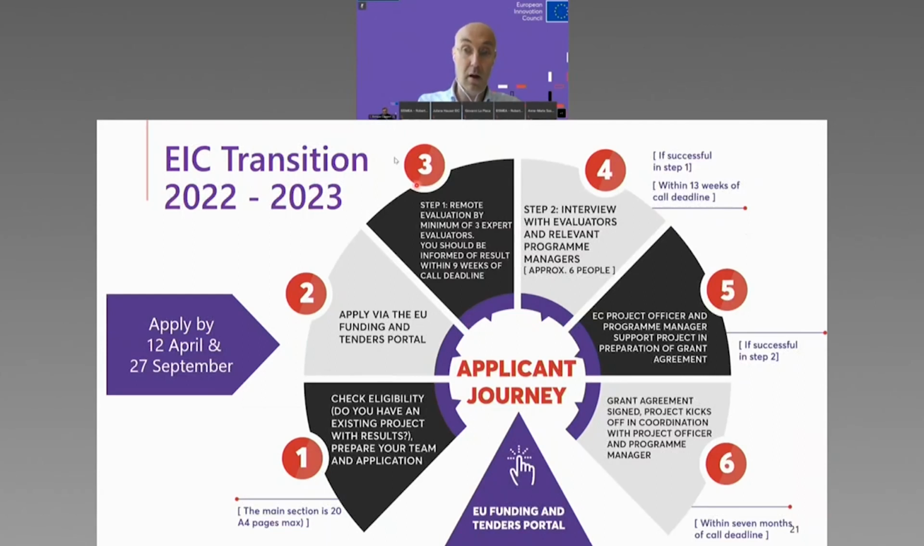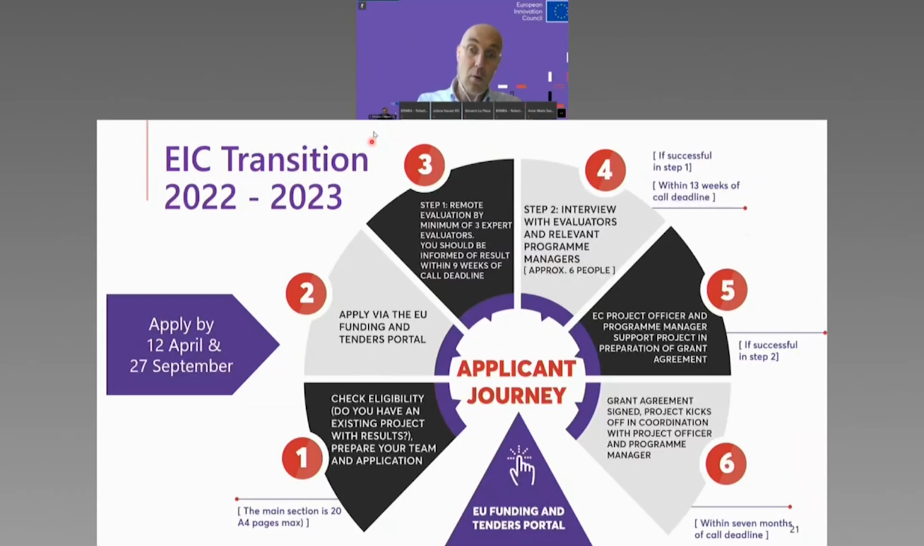The following 2 months are for the grant agreement preparation. So the entire process from cutoff until the grant agreement is signed will normally last 6 months. So most important is that you will be expected to start the project shortly after the signature of the project. This normally is 2 or 3 months.